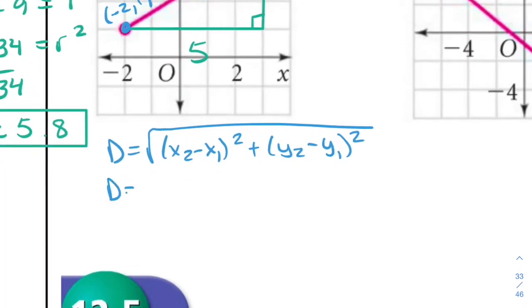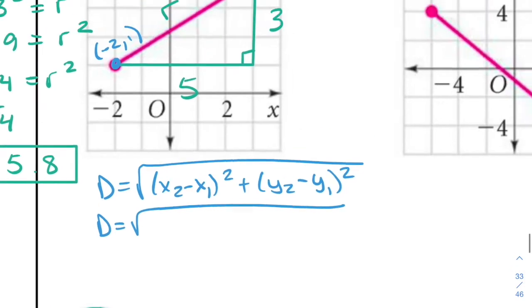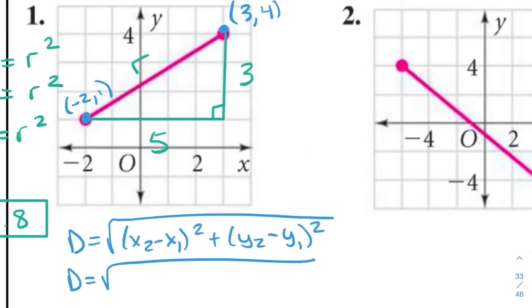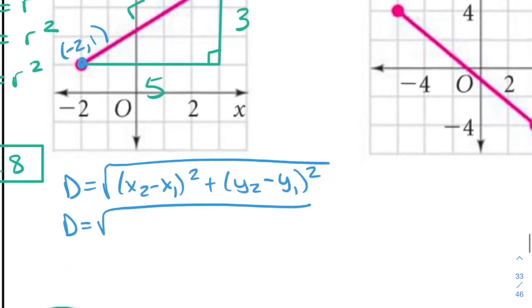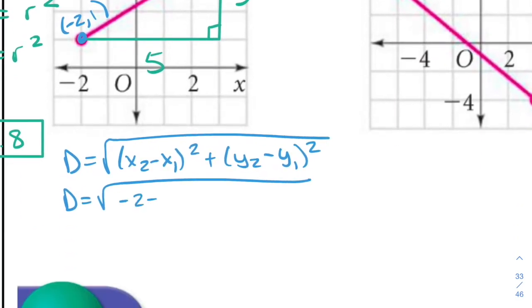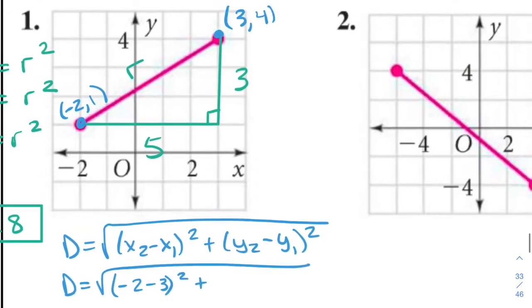Bear with me. I'm going to take my two ordered pairs. Again, it doesn't matter what direction you go in, as long as you're consistent. Negative 2, 1. There we go. So I'm going to do, how about negative 2 minus 3 squared plus negative 2 minus 3, and then 1 minus 4.